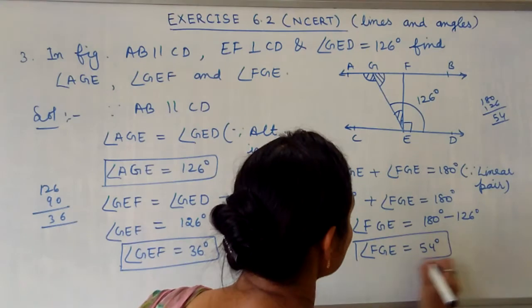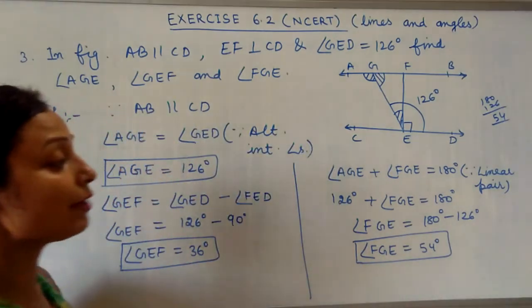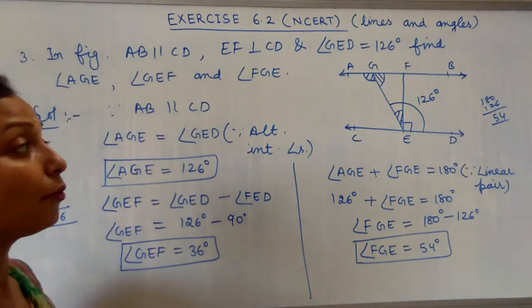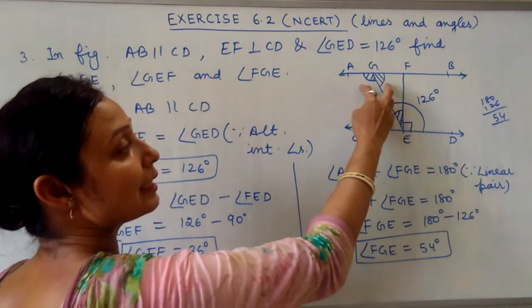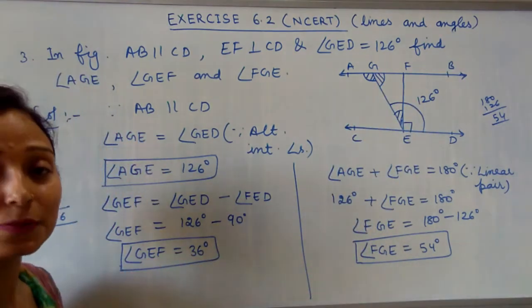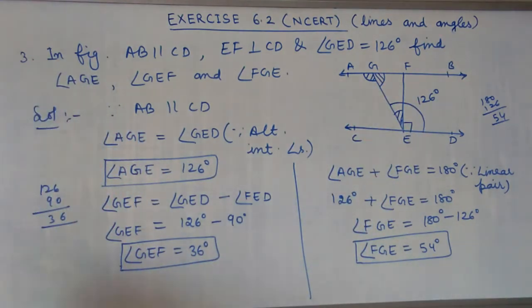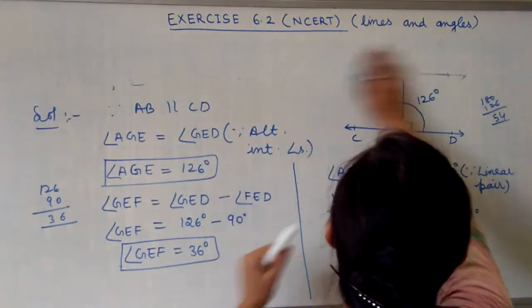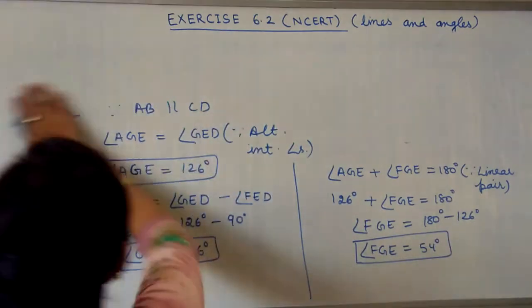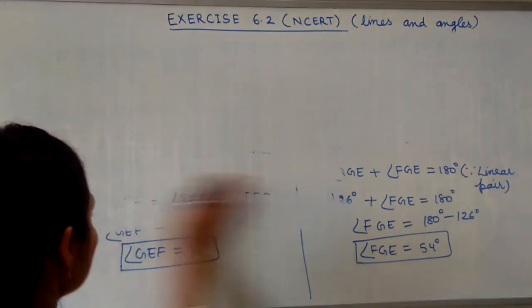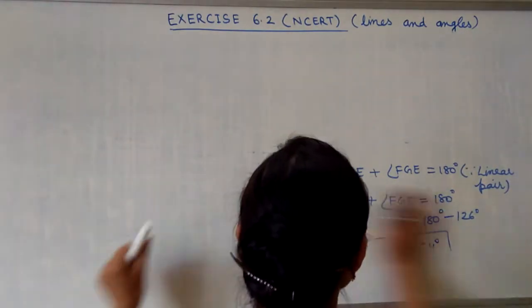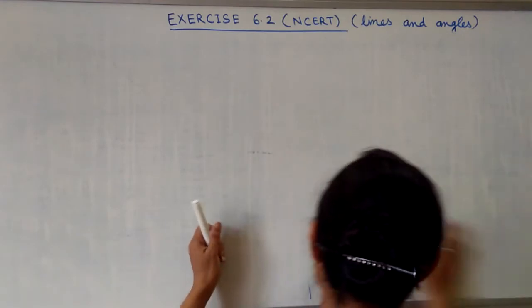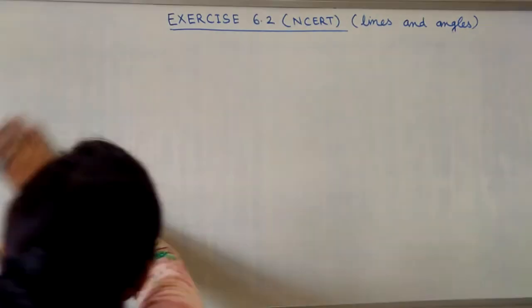So this is the way to find these three angles. Very simple method to solve. By using alternate interior angles and the linear pair, we can easily find this question. Now come to the fourth question. The fourth question is also very simple. How we can find the value is also very simple. So I will write the statement for you to understand the question fully.